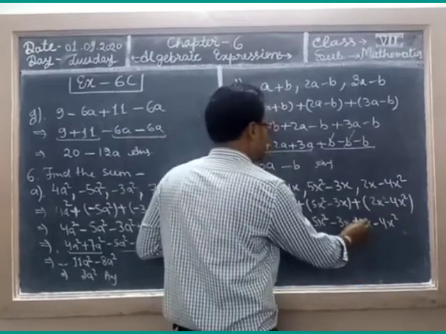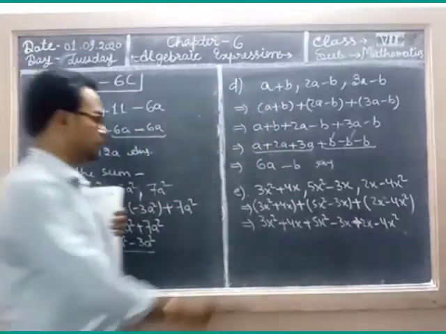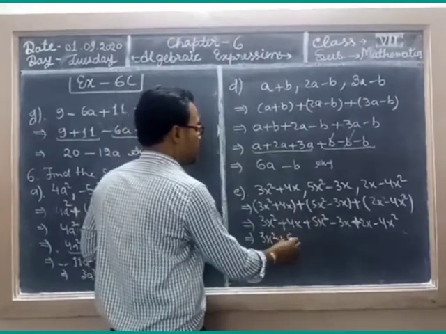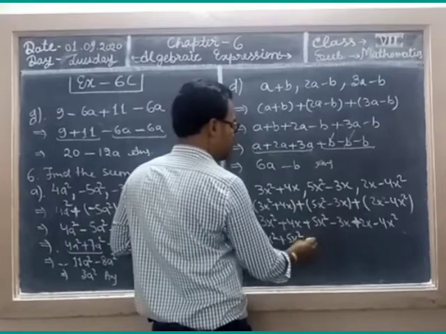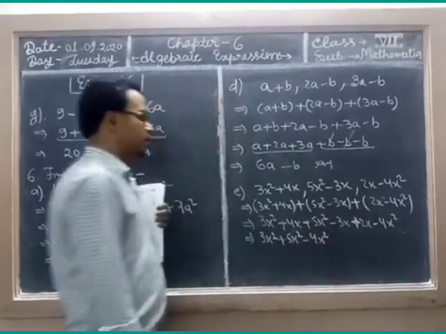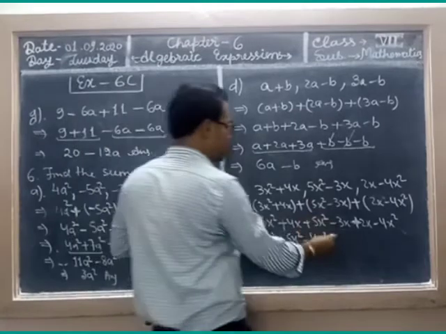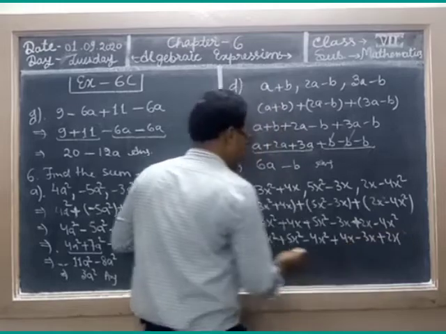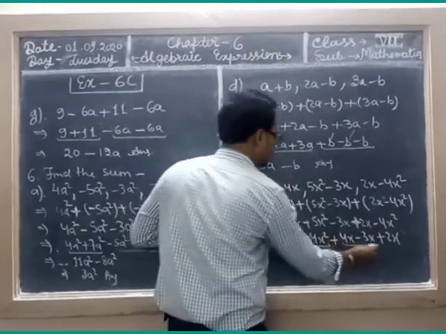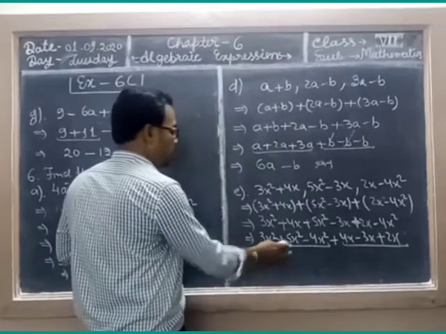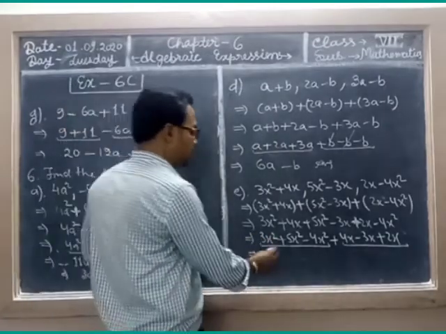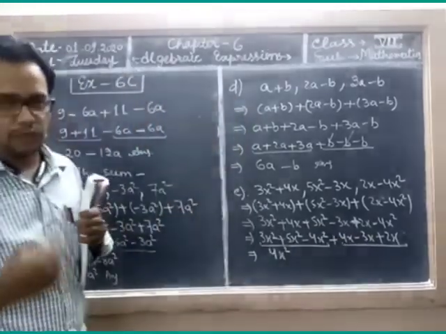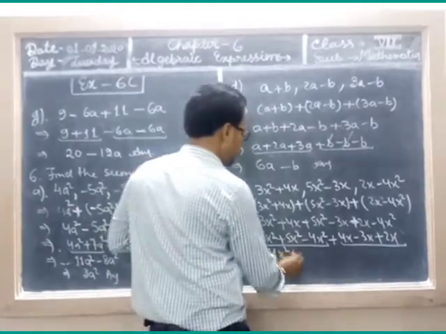Now collect the like terms. It means x square terms. So 3x square plus 5x square minus 4x square. Similarly, plus 4x minus 3x and plus 2x. Now they are like terms. So 5 plus 3, 8. 8 minus 4, that is 4x square. 4x minus 3x, that is 1x. 1x plus 2x, that is 3x.